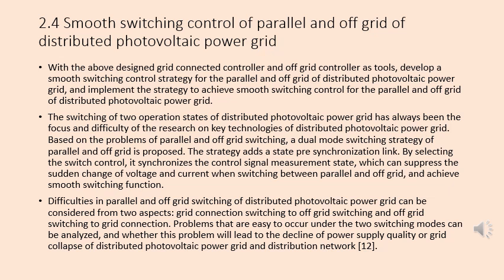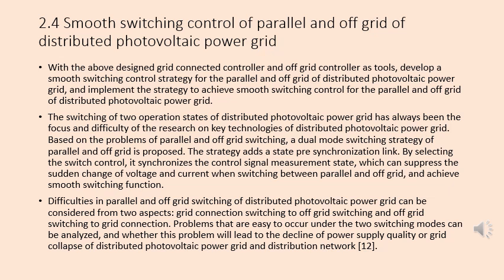Based on the problems of parallel and off-grid switching, a dual-mode switching strategy of parallel and off-grid is proposed. The strategy adds a state pre-synchronization link. By selecting the switch control, it synchronizes the control signal measurement state, which can suppress the sudden change of voltage and current when switching between parallel and off-grid, and achieve smooth switching function.